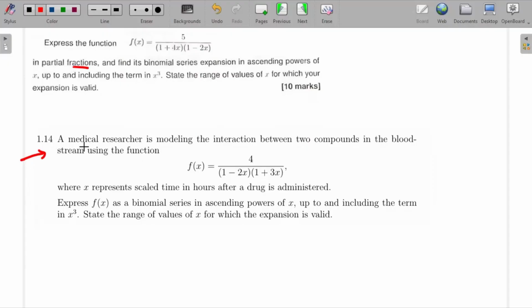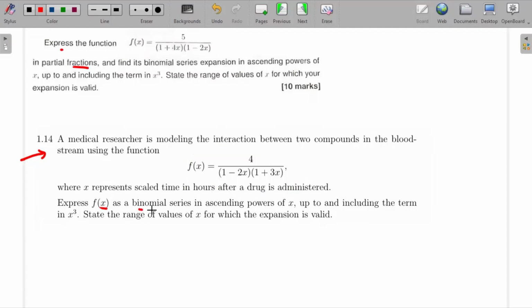It's saying a medical researcher is modeling the interaction between two compounds in the bloodstream using this function. This is a similar function to what we have on top there. You can see this is similar to whatever is there, okay? Where x represents scaled time in hours after the drug is administered. Express f of x as a binomial series in powers of x up to and including the term x to the power 3. State the range of values of x for which the expansion is valid.